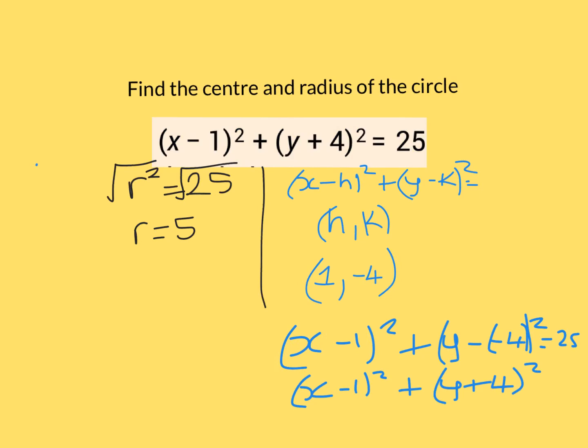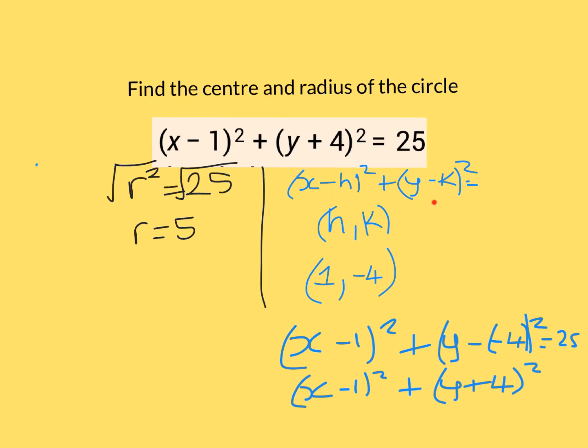Just to take another example, where we have the equation and need to find the centre and the radius of the circle. So we can see here that we have x − 1 and y + 4. First of all, we get the radius, which we know is r squared, so r² is equal to 25, therefore r is equal to 5. So we know now that the radius is 5.